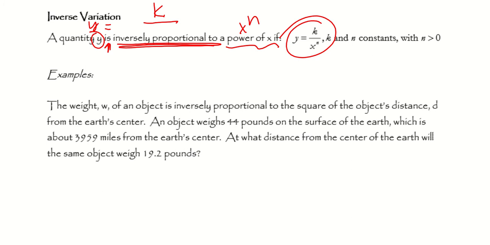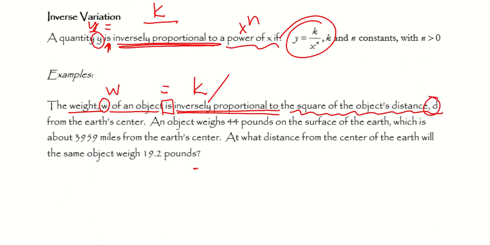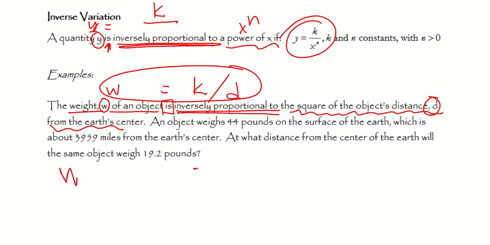The weight of an object, W, is inversely proportional to the square of the object's distance d from the Earth's center. So that means we're going to take k and divide it by the square of the distance. That's W equals k divided by d squared. So we have this equation, W equals k divided by d squared.